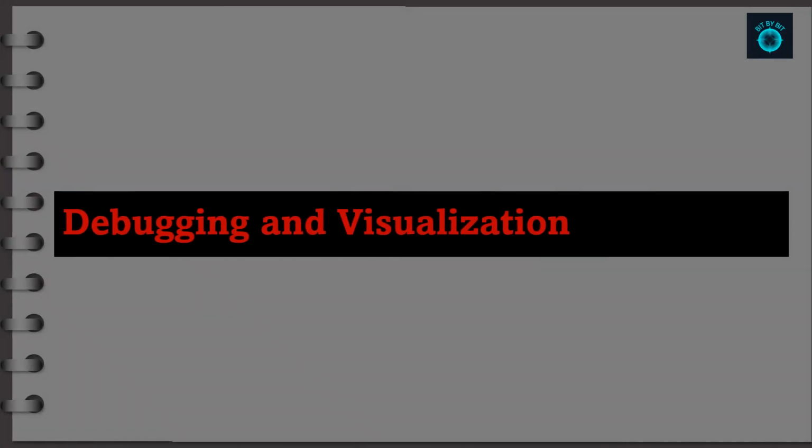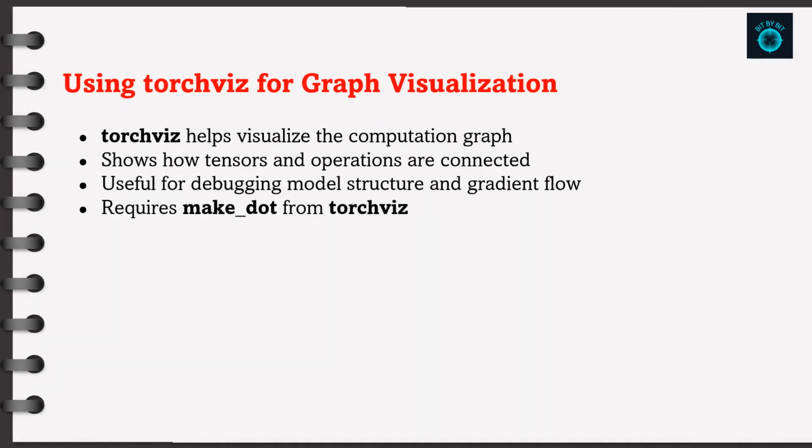Debugging and visualization. Using TorchViz for graph visualization. TorchViz is a Python library that helps you visualize the internal computation graph of your PyTorch model. This graph shows how tensors flow through operations during the forward pass. Each node in the graph represents either a tensor or a function, and the arrows show the flow of computation, how inputs are transformed step by step.